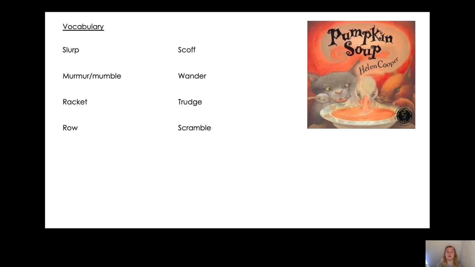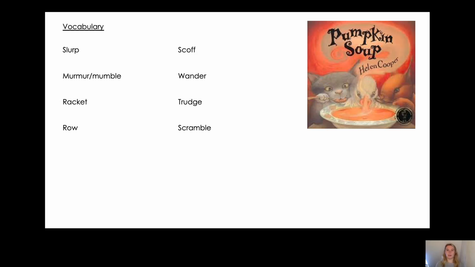Now, number 4, wander. If you're wandering around, you're walking slowly, you don't really have an aim to your walk, so you don't have a purpose. Okay, so you could be wandering through the forest, or you could be wandering down the street and you're walking very, very slowly.